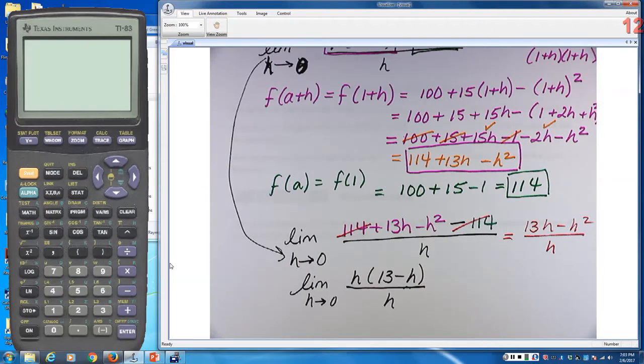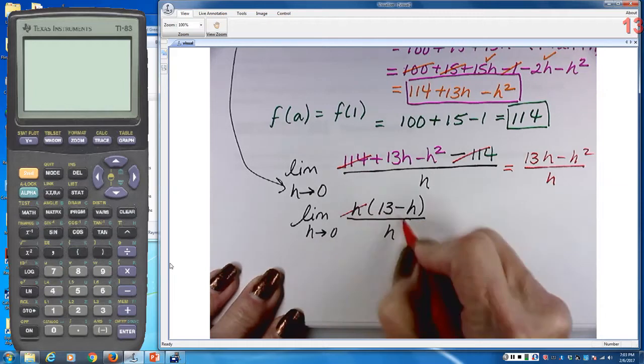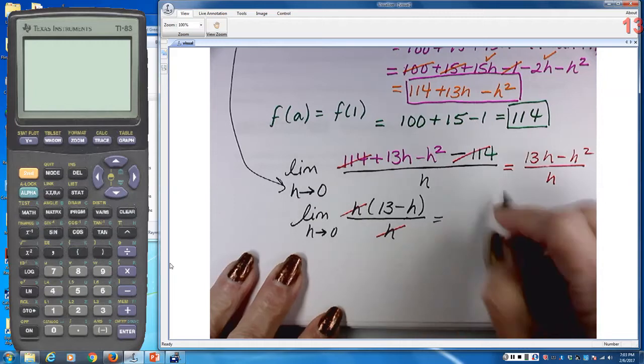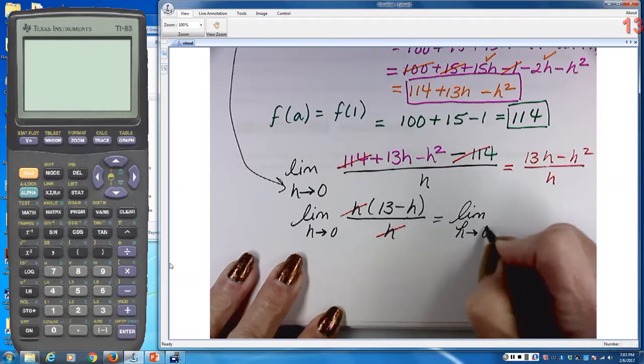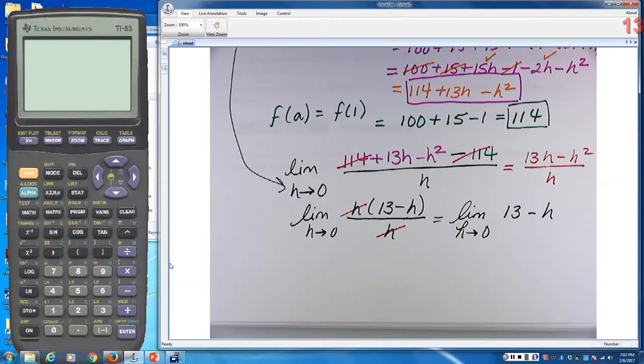Because h times 13 is 13h, and h times h is h squared, so I factored out the h. And now because I factored it out, I can get rid of it. And now that I've gotten rid of it in the denominator, I can let h be as close to 0 as I want it to be. It can be 0 for all I care.